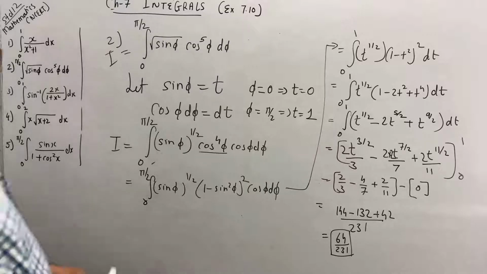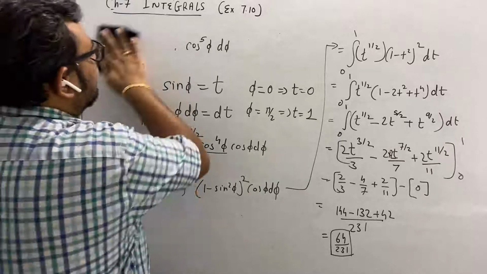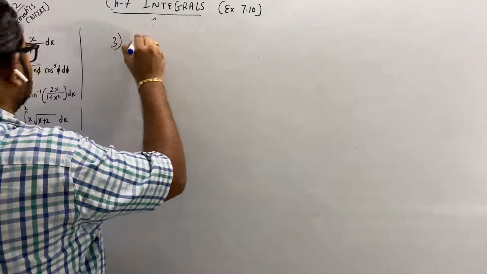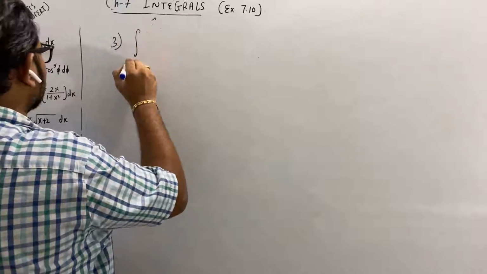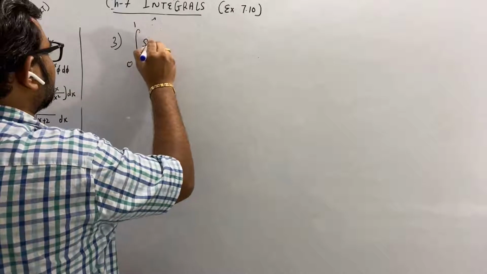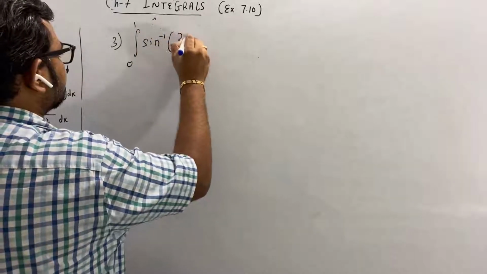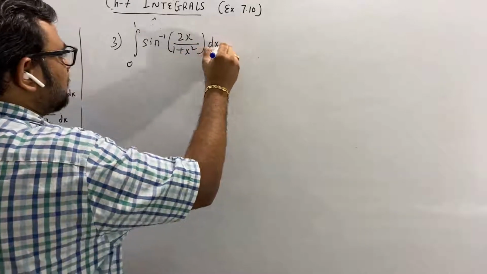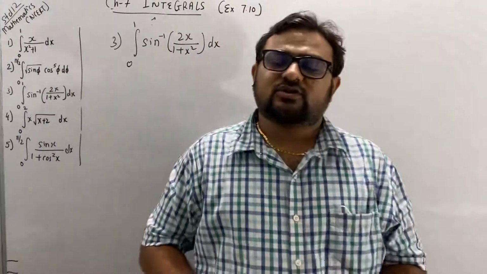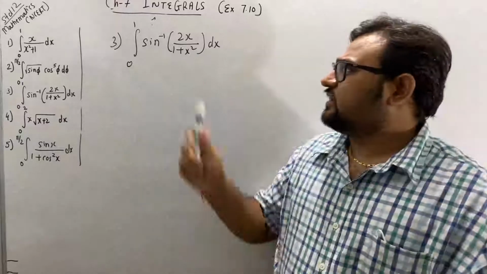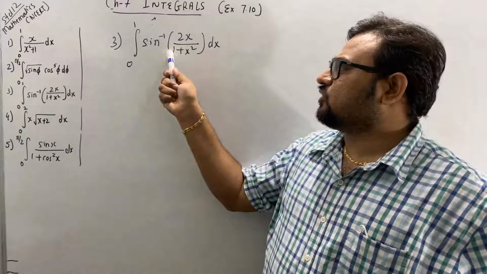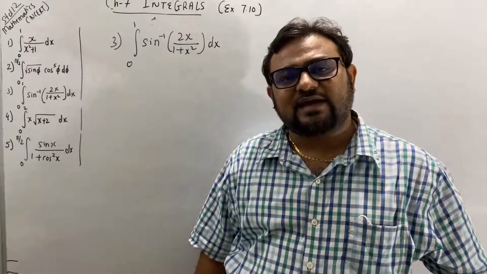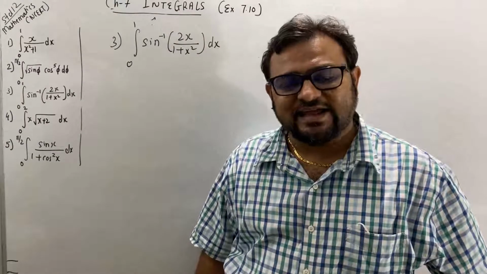Okay, now let's move to the next question, number 3. Integral 0 to 1 of sine inverse of 2x upon 1 plus x square dx. So now see what we can do here. Here I can see 2x upon 1 plus x square, so we can assume x as tan theta.